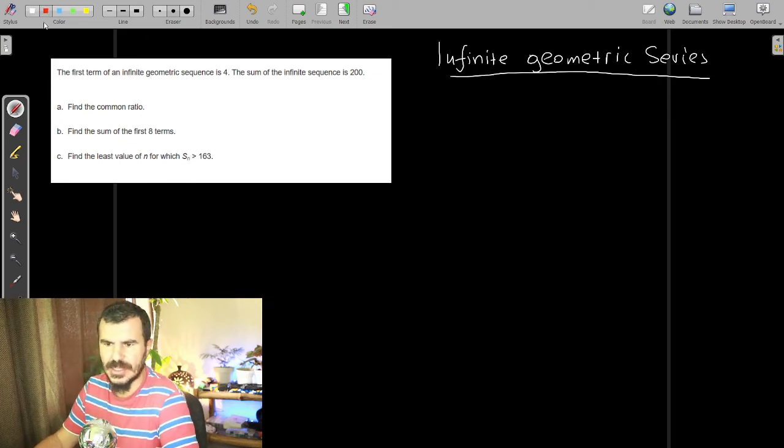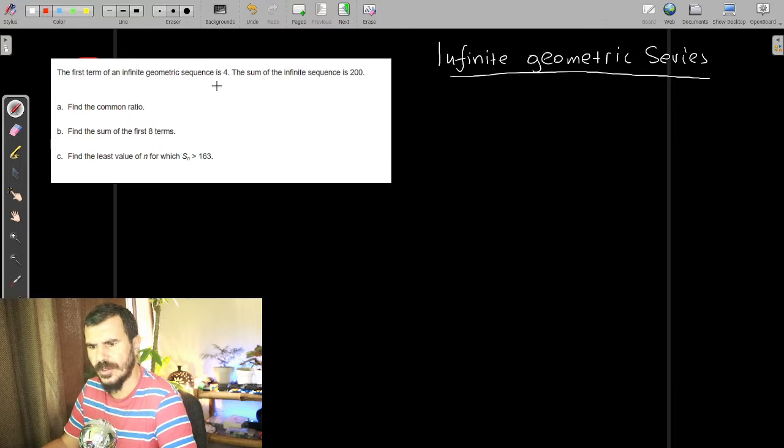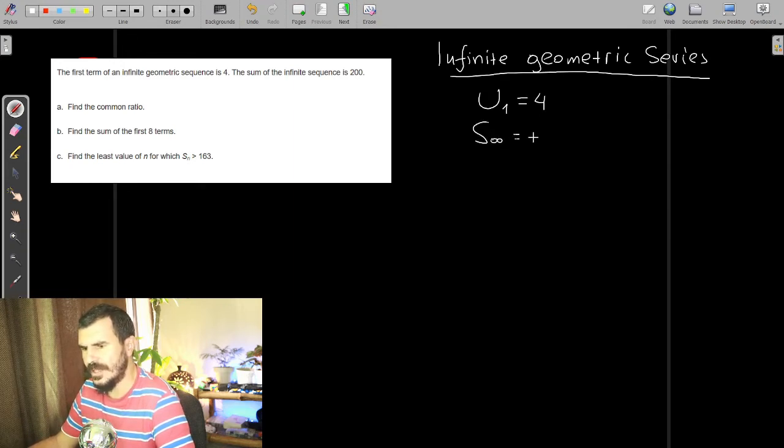Now let me see which information I've been given. It says the first term here is 4, and the sum is 200. So basically, let me write it down. It means that the first term, u1, is 4, and the sum of the infinite sequence is 200.